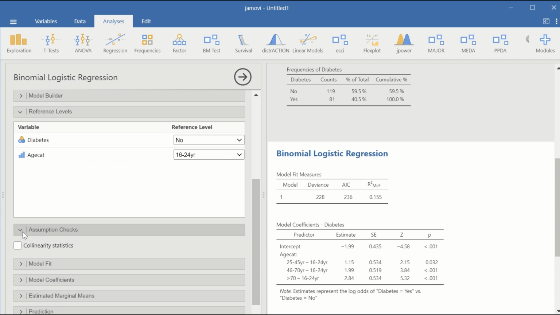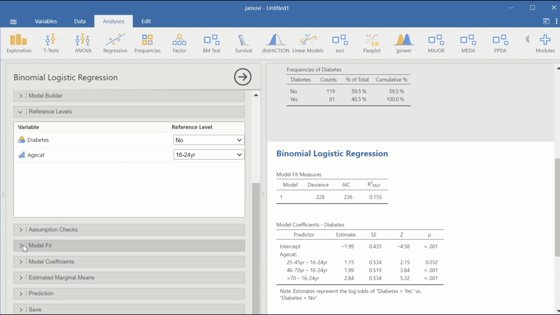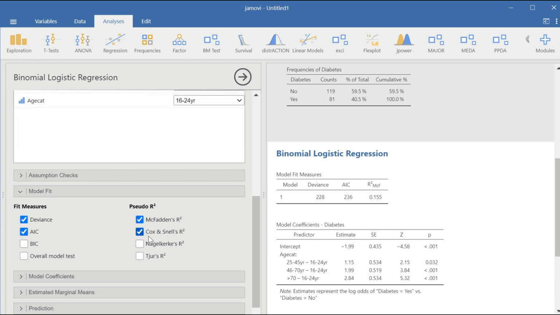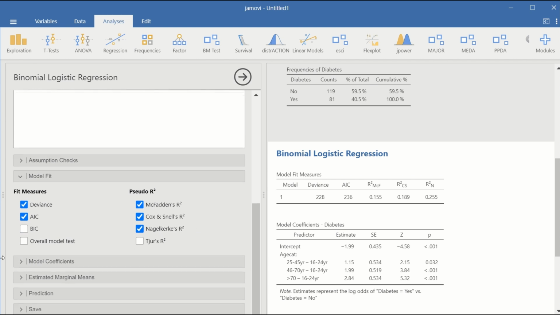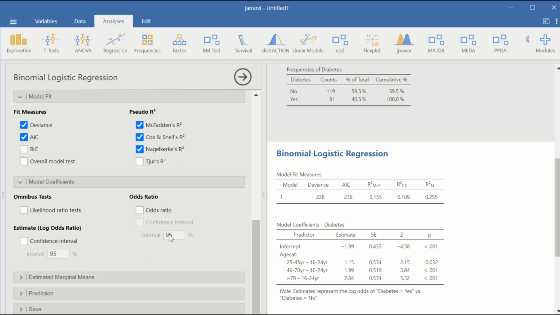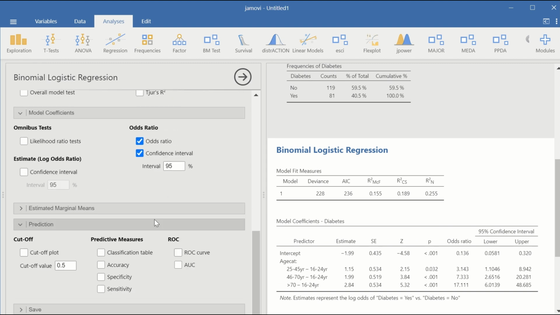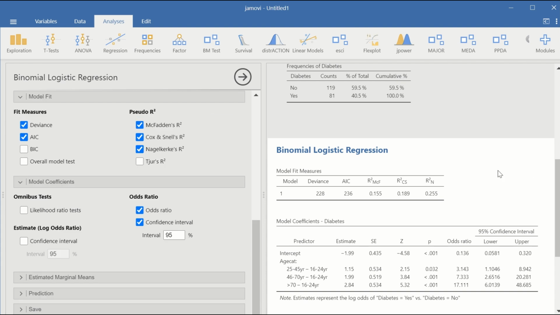I'm going to skip the assumption checks. Moving to the model fit, tick on the Cox and Snell's R Square and the other R Squares. For model coefficient, I'm going to tick on the odds ratio and the 95% confidence interval. For estimated margin, no selection. For prediction, no selection at this stage.